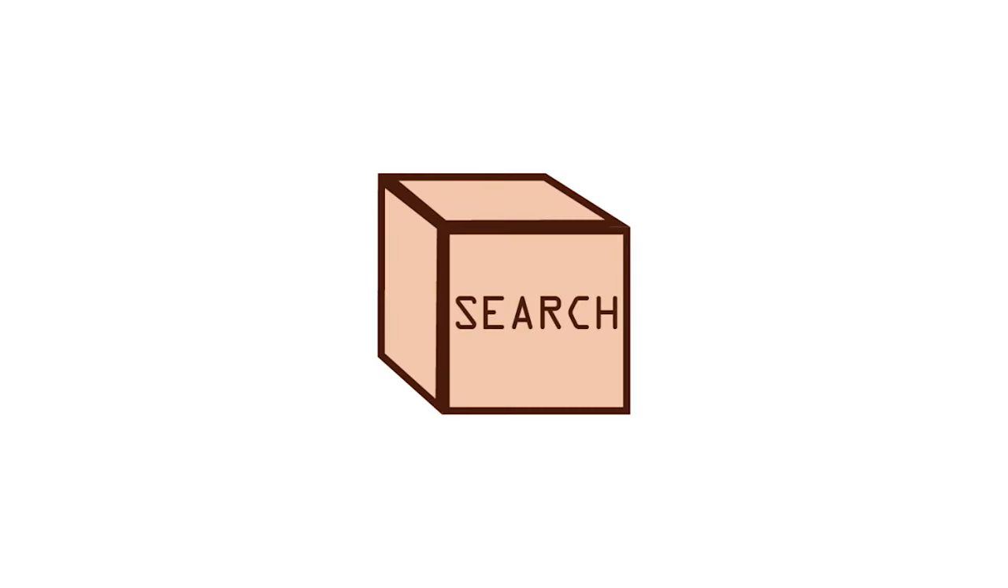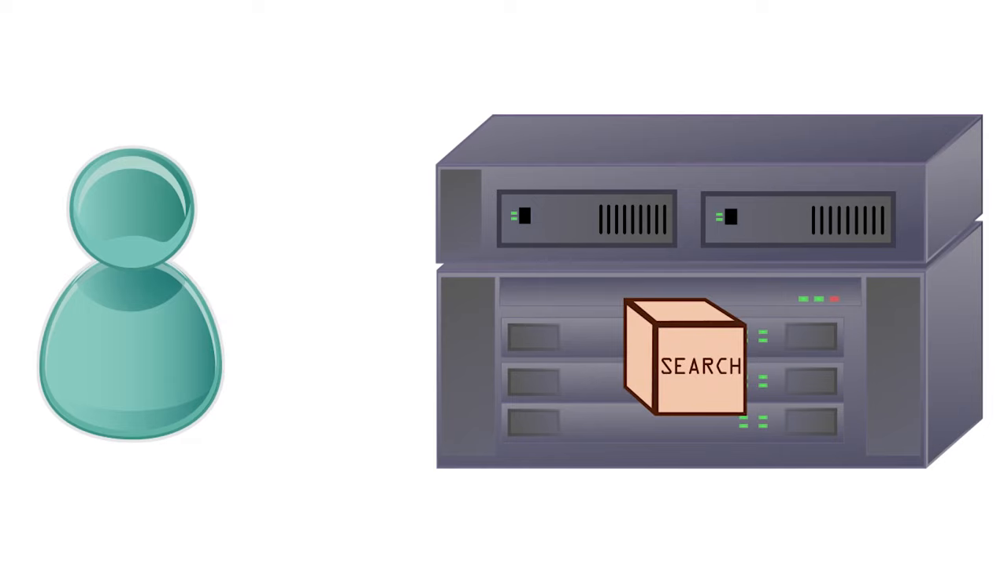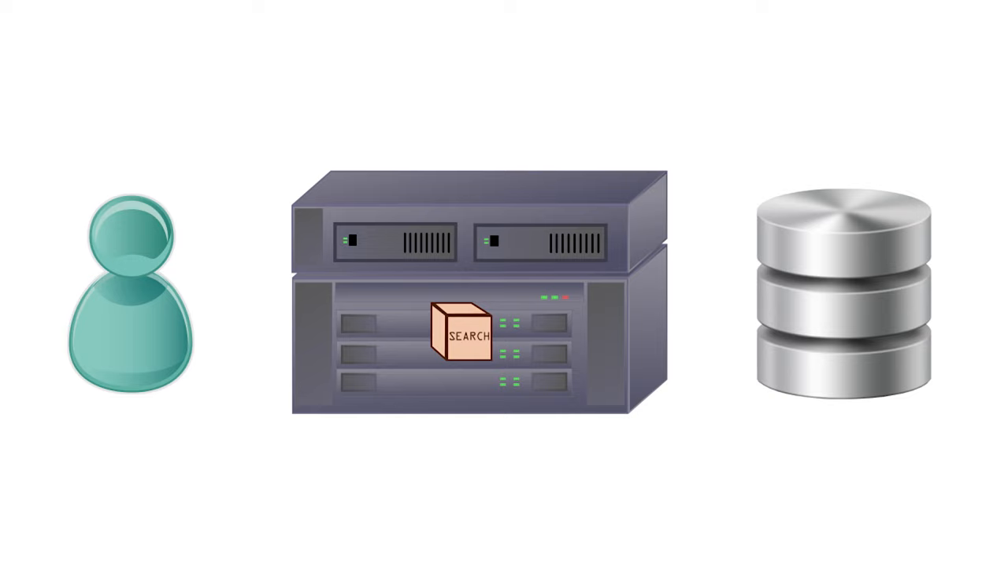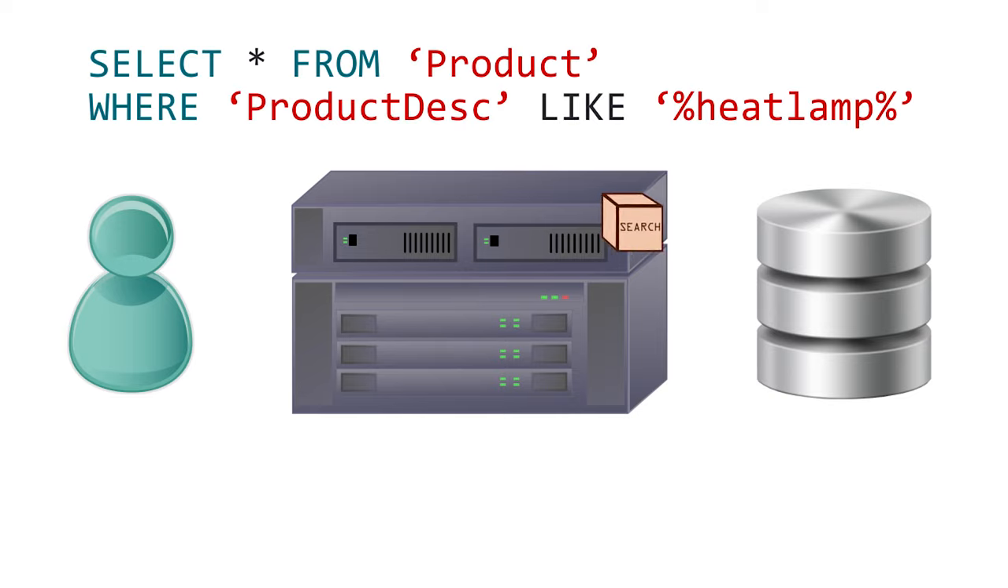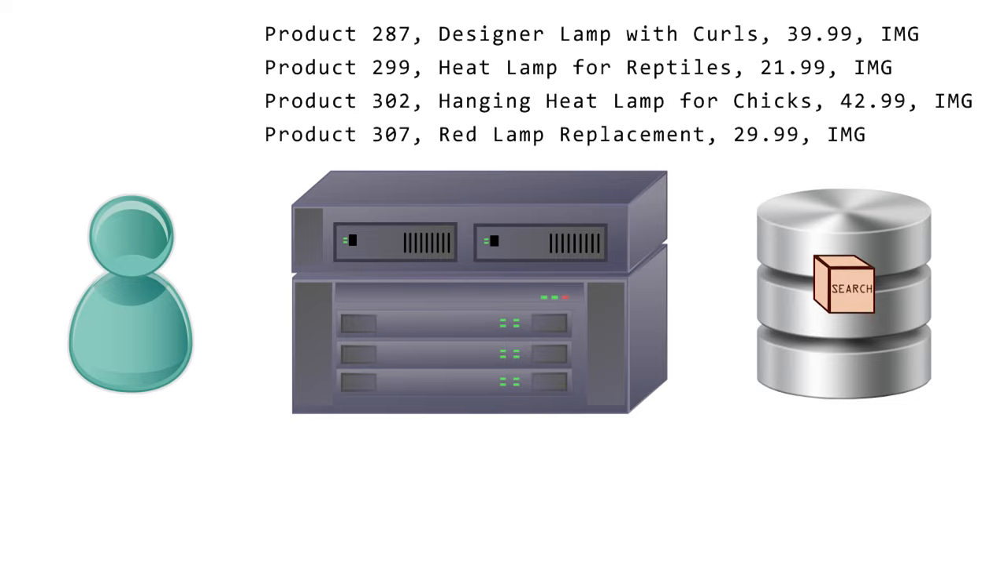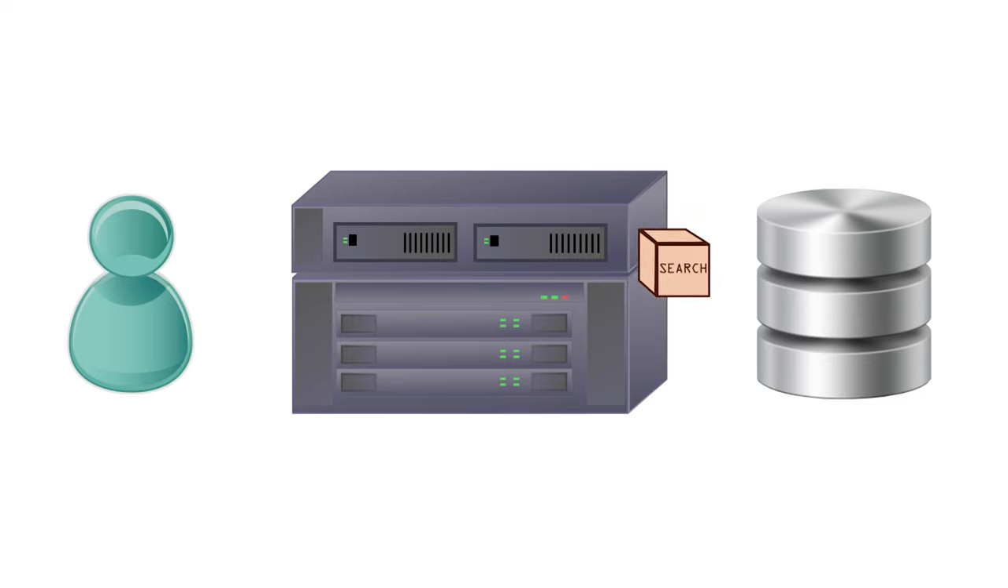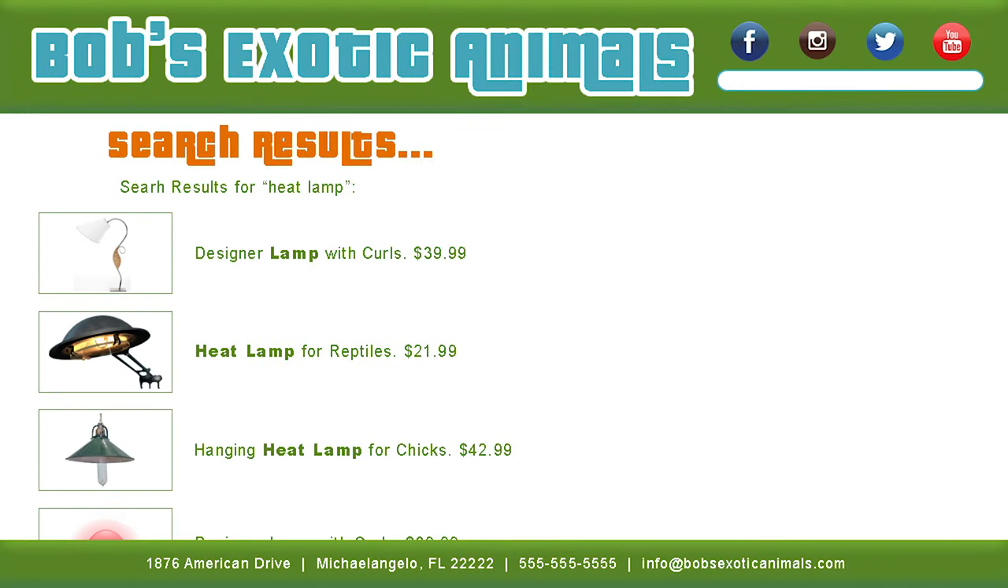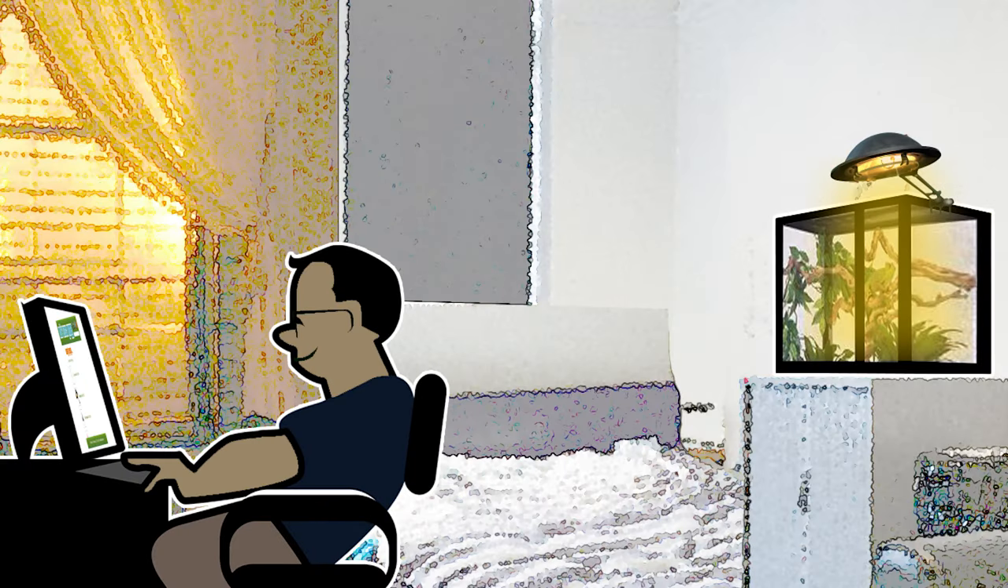Your search request passes from your computer to the web server, but Bob's inventory isn't on the server, it's in his database. So the web server passes your search term to Bob's database in a query. His database compiles a list of all matching product records and passes it back to the web server, which organizes and formats those records before sending them back to you and displaying them on your computer screen. There's the heat lamp Padfoot needs. Legitimate searches, like yours, are no problem for Bob's website.